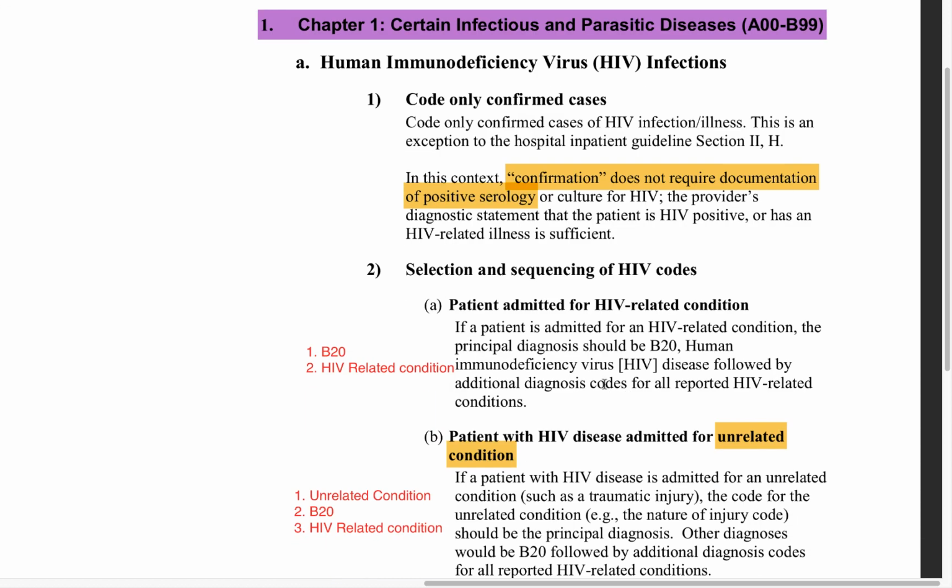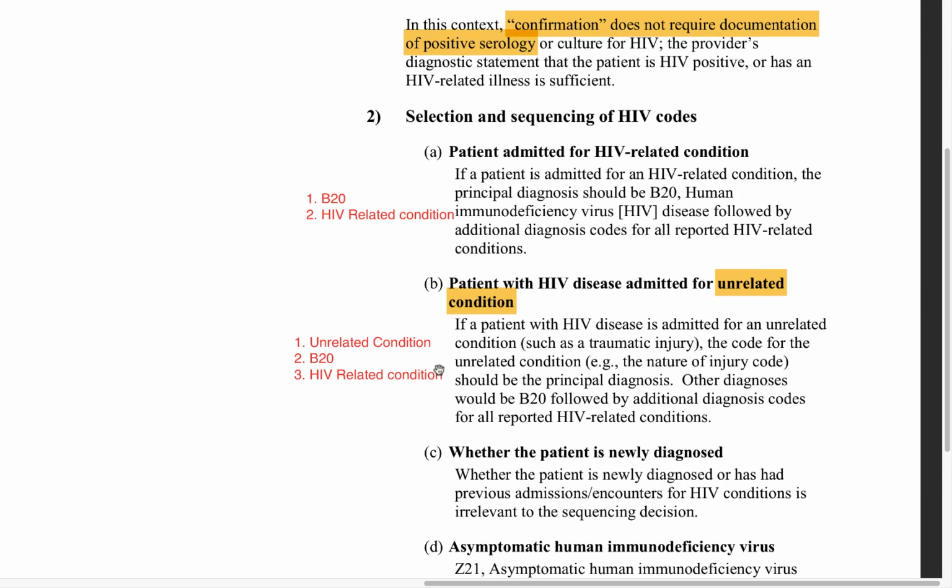The guidelines state if the patient is admitted for an HIV-related condition, that B20 for HIV should be coded first as the principal diagnosis, and the HIV-related condition should be second. If a patient is admitted for an unrelated condition, the unrelated condition is coded first, B20 is coded second, and the HIV-related condition, if there is one, is coded third. An example of this is if a patient is admitted for an ankle fracture, the ankle fracture would go first, B20 second, and any HIV-related condition third.